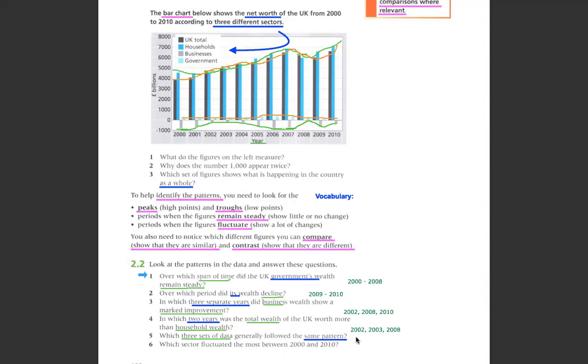So the obvious ones are the total and the household. Okay, these show very similar patterns. And then if we have a look at government, this shows a similar pattern as well. Okay, not exactly the same, but it remains steady for a while. It goes up and then there's a slight decrease around the same years. Which one of the four fluctuates the most? So which one has the most changes?